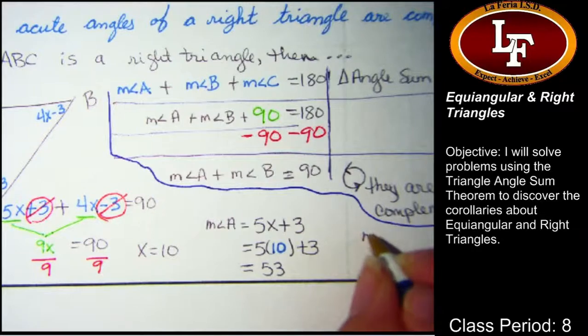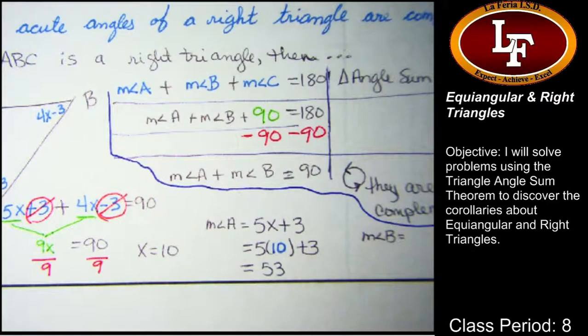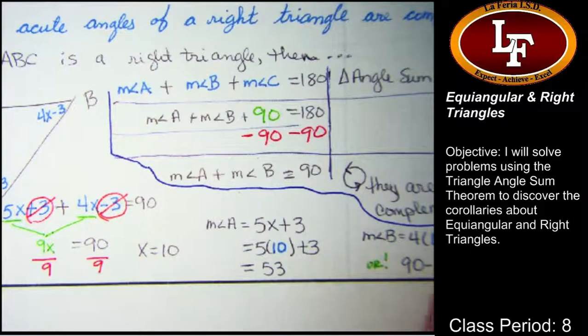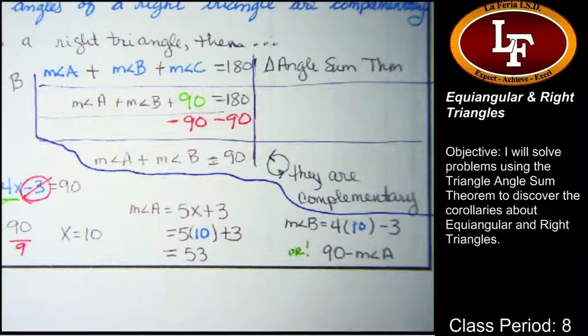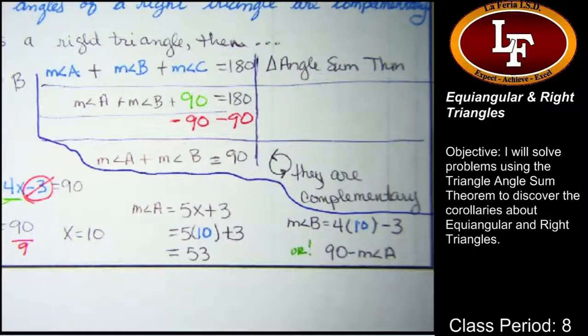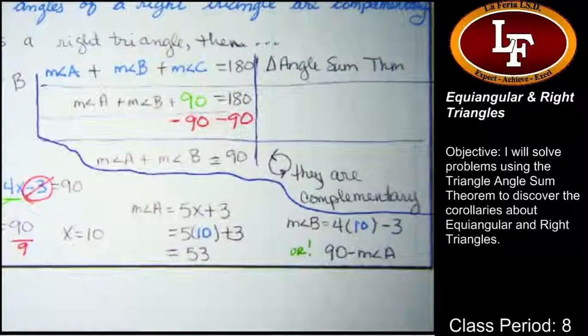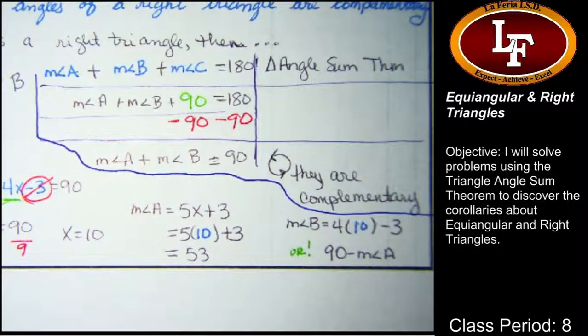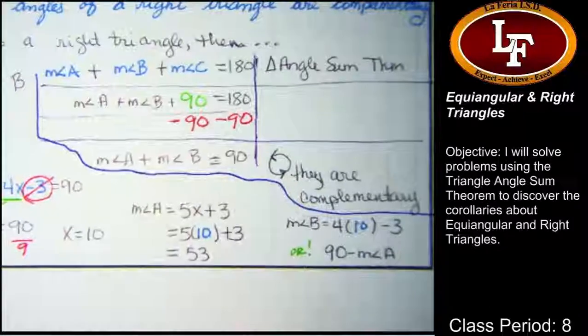What if I were asked, give me the measure of B, what could I do? Do the same thing. Or, I have an option here. I could do 90 minus the measure of angle A. These two are perfectly legitimate. They mean the same thing. Okay? That's all I got.